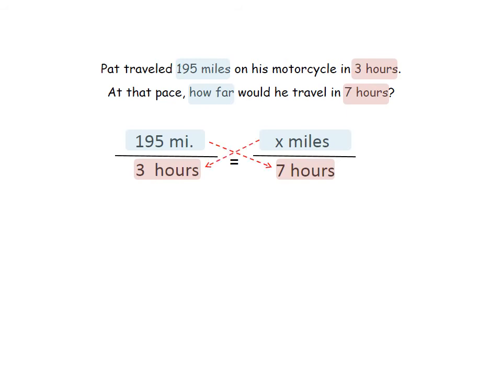So here we go, we do our cross multiply thing, and we get 3x equals 1,365, which is 195 times 7. We'll divide both sides by 3, and we end up with x equals 455 miles. So at a speed of 195 miles in 3 hours, he would travel 455 miles in 7 hours.